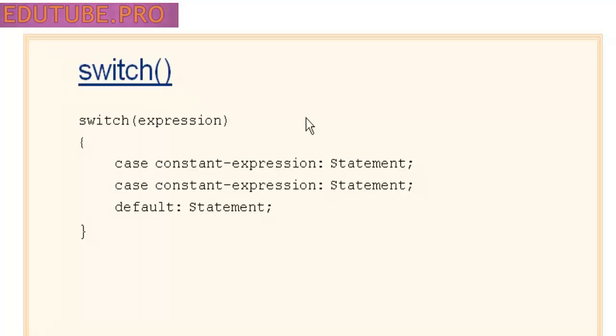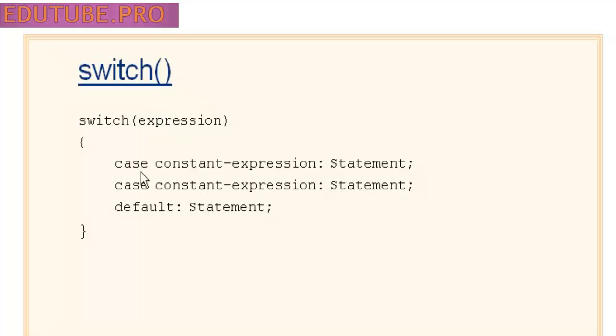And what happens is that we switch on an expression. Now this expression has to have an integer result. You can't switch on a string, you can't switch on a float, anything like that. This has to be an integer value in the switch expression.